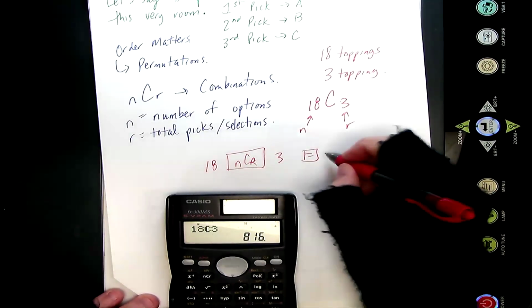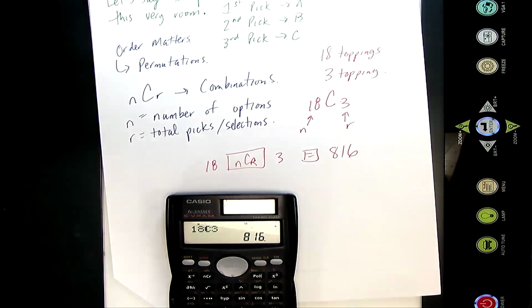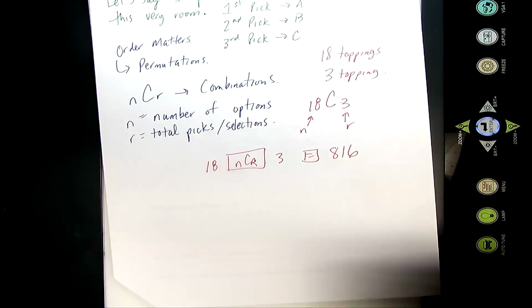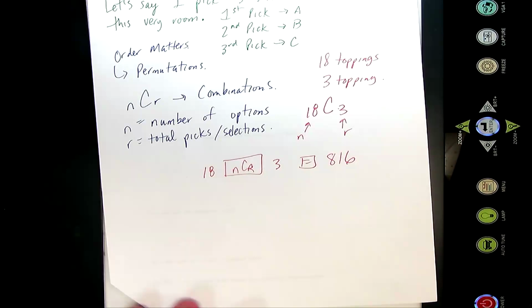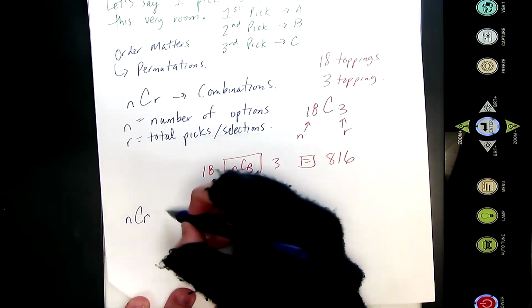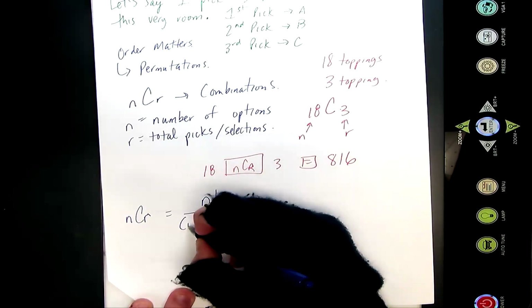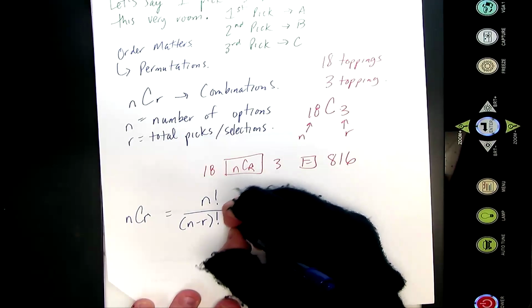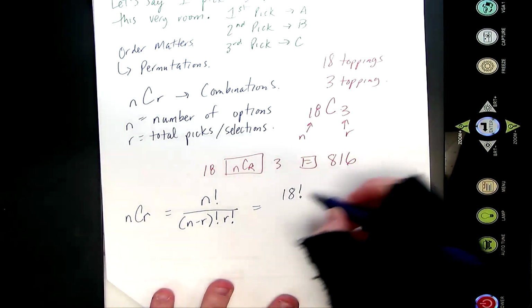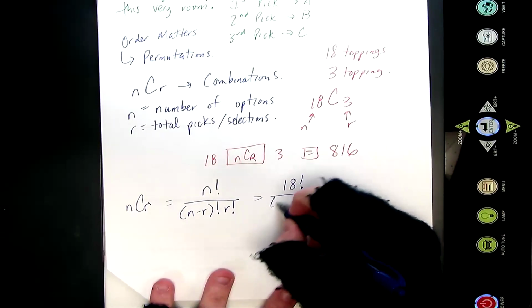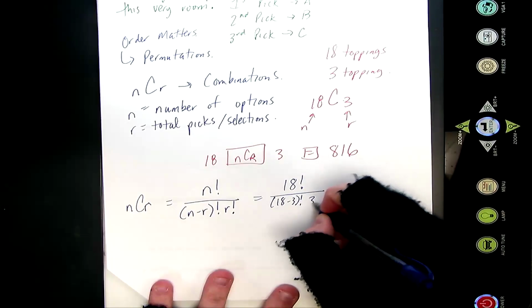So for me, I get 816. If you do this in your calculator, if you know where your nCr button is, whether it's under PRB or elsewhere, you should get 816. How does that work? The equation for nCr is n factorial over n minus r factorial times r factorial. So for us, you would do 18 factorial over 18 minus 3 factorial times 3 factorial.